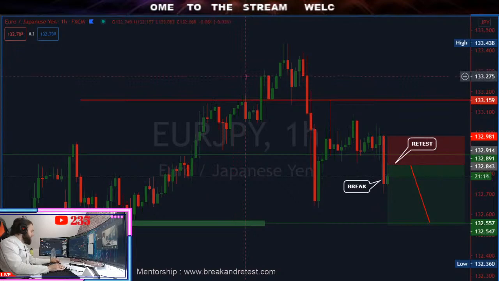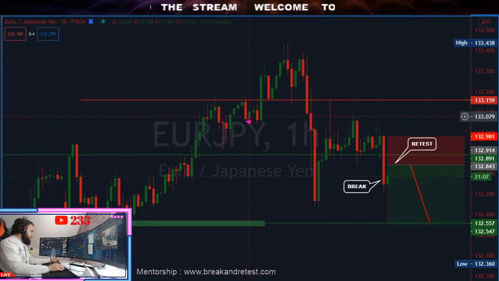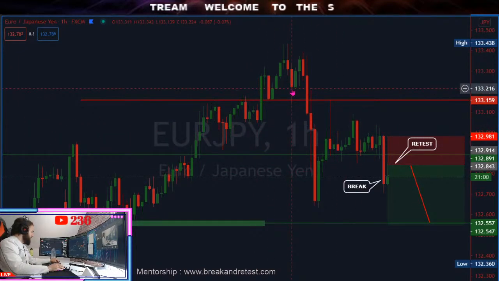TradingView is just to show you guys. It's good to draw zones and stream on it. I trade on cTrader. I use TradingView only for analysis.